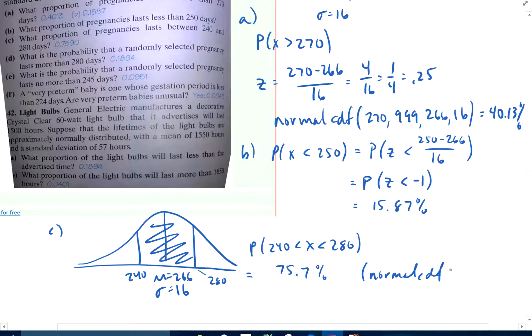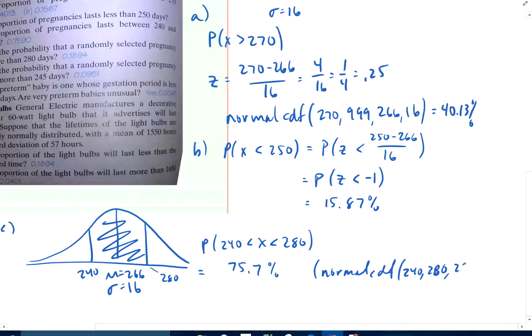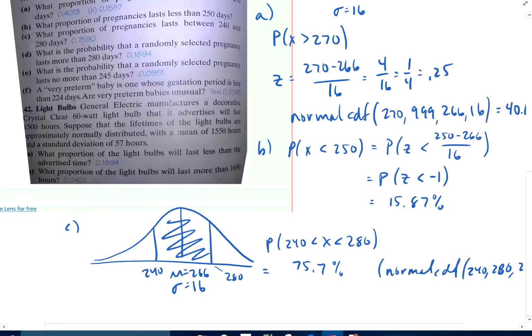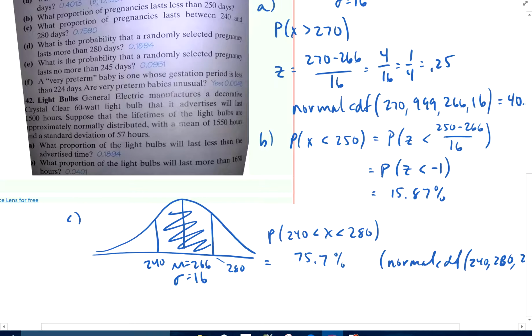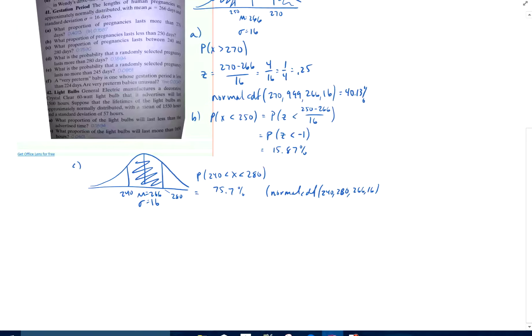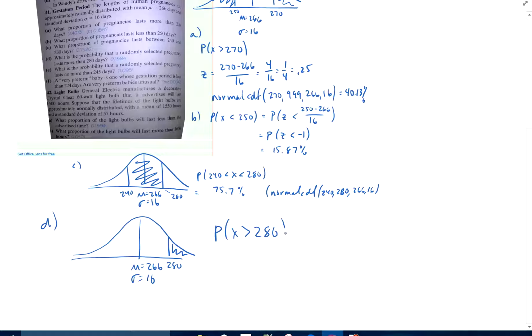Okay, again, that was normal CDF, 240, 280, 266, and 16. D. Probability that lasts more than 280. Here, we'll make some more space here. Okay. So more than 280. It's going to be mu is 266, sigma is 16, 280. So probability that x is greater than 280.